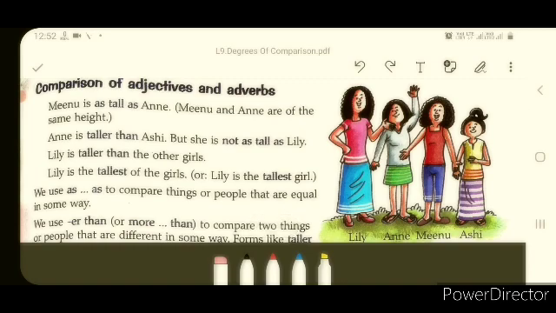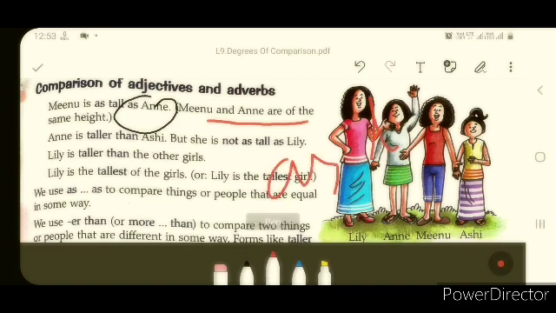See, Minu is as tall as N. Minu and N are of the same height. So if you use words like as tall as, you are trying to indicate similarity in things or characters. Clear? Exact similarity is what is expressed when you use words like as tall as, as fat as, as strong as, as sharp as, and so on.